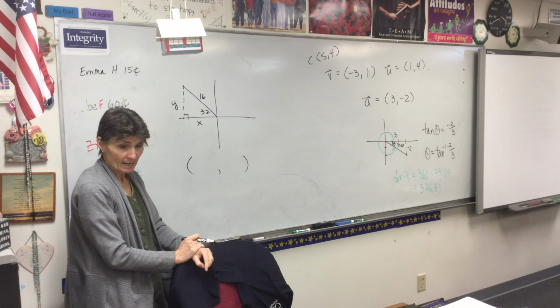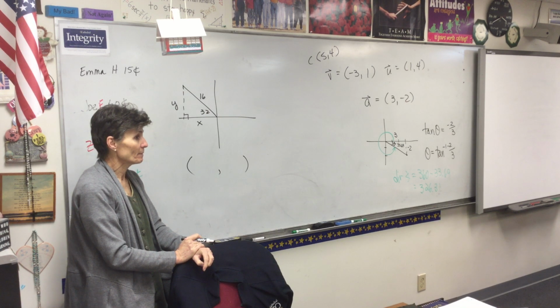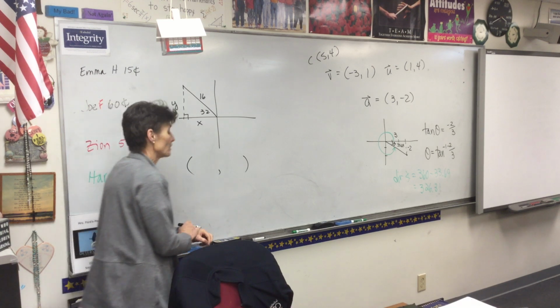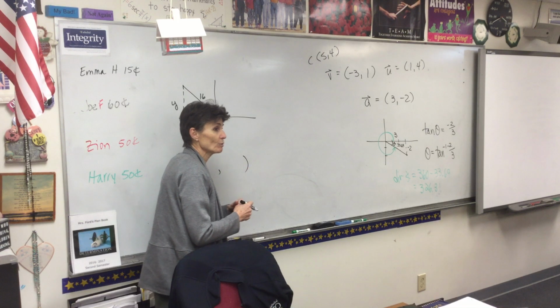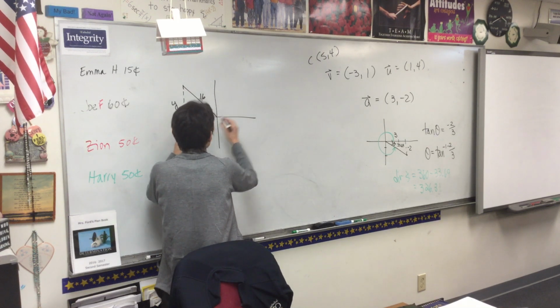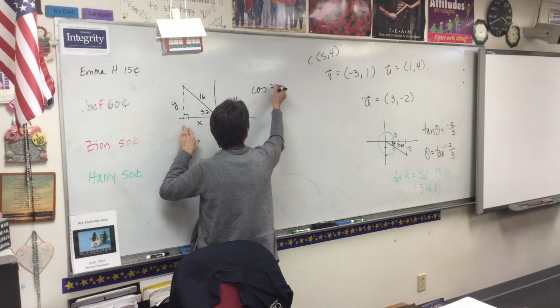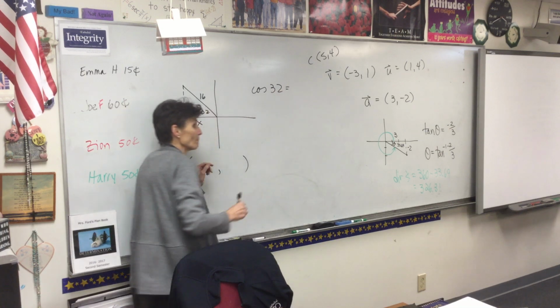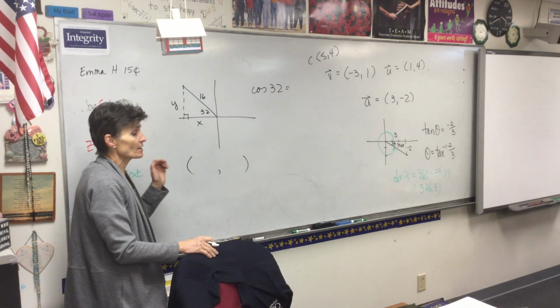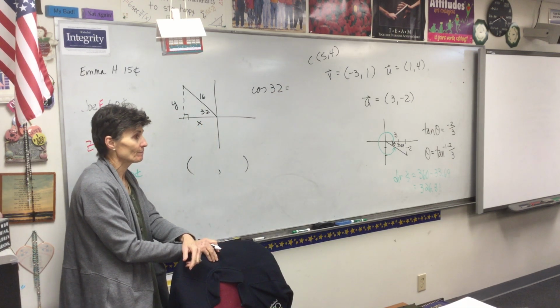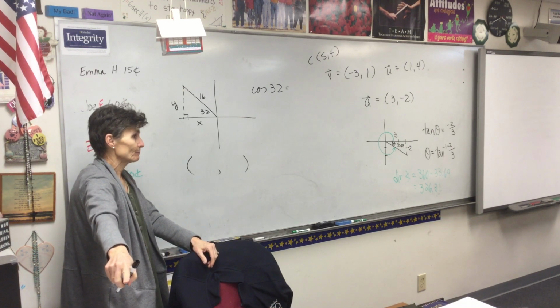So how did we decide we were going to find those? We did a bunch of these the other day. Emma? Cosine and sine? I'm going to use my SOHCAHTOA, trigonometry. So I'm going to look here and I'm going to say, okay, cosine 32. Remember, it's always cosine.